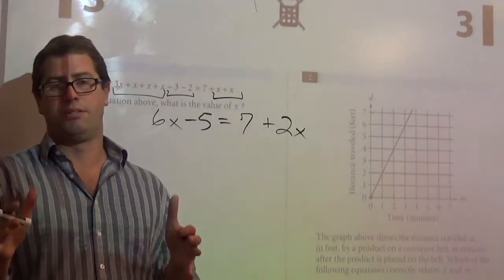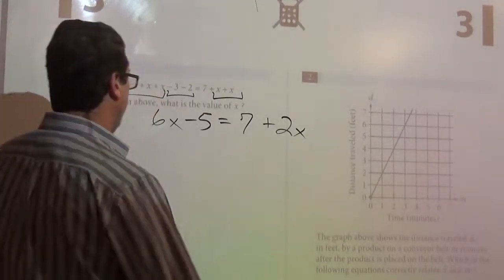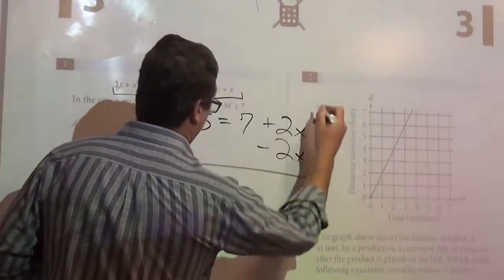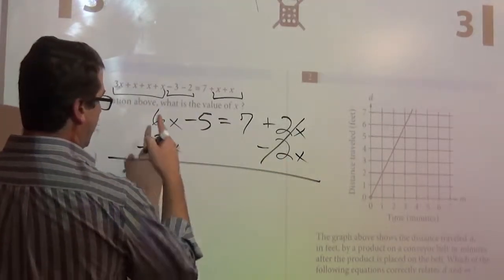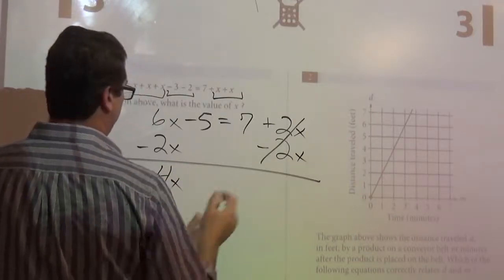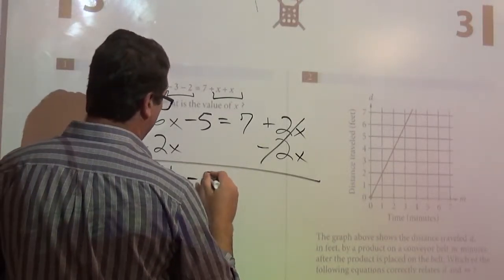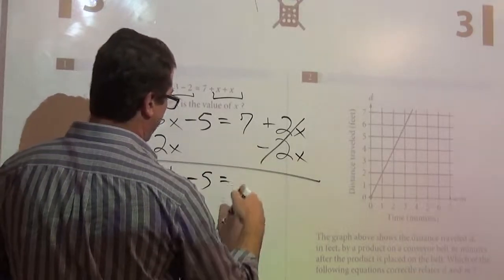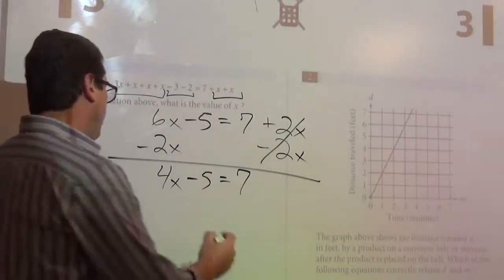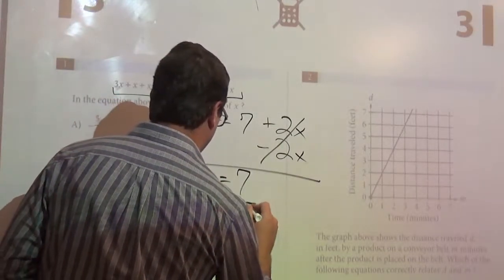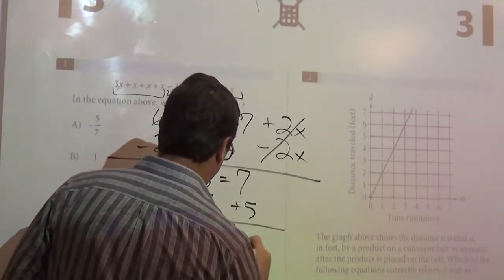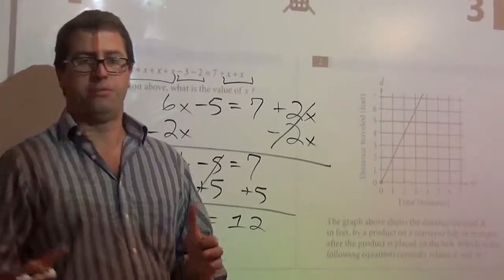Now I need to get all my x's on one side, all my numbers on the other side. So I'll subtract 2x. 4x minus 2x, 6x. My 5 comes down, my equals comes down, my 7 comes down. Now I need to get my numbers on the other side, so I'll add 5, add 5, now I need to divide by 4.